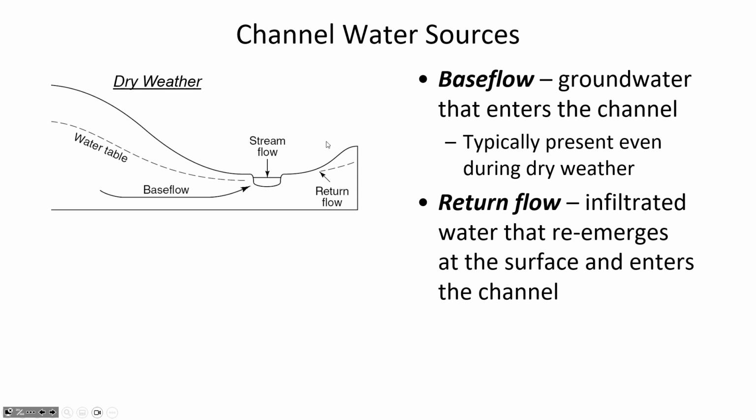So this is again showing the difference between base flow, which is the groundwater that enters the channel directly, and return flow, which is the groundwater that re-emerges, flows over the surface for a portion of the time before it gets into the stream. Any questions so far?